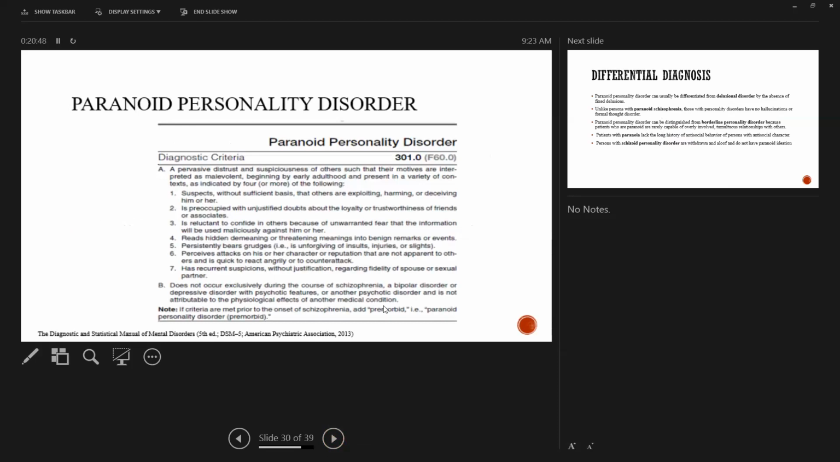Now, this patient will suspect without sufficient basis that others are exploiting, harming, deceiving him or her, will be preoccupied with unjustified doubts about the loyalty, trustworthiness of others. There will be reluctance to confide in others. And he will also read hidden, demeaning, threatening meanings into benign remarks or events, and has recurrent suspicions without justification regarding fidelity of spouse or sexual partner.